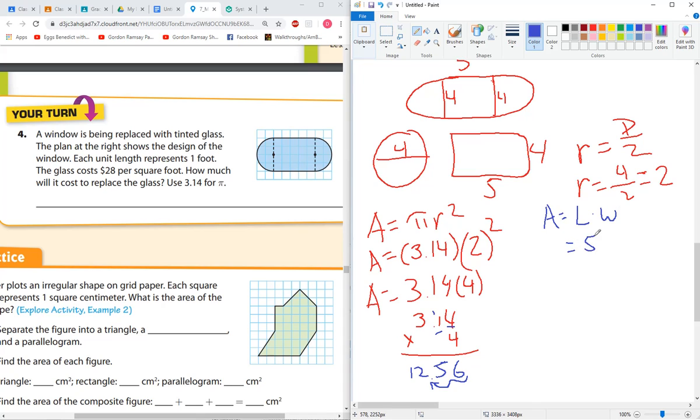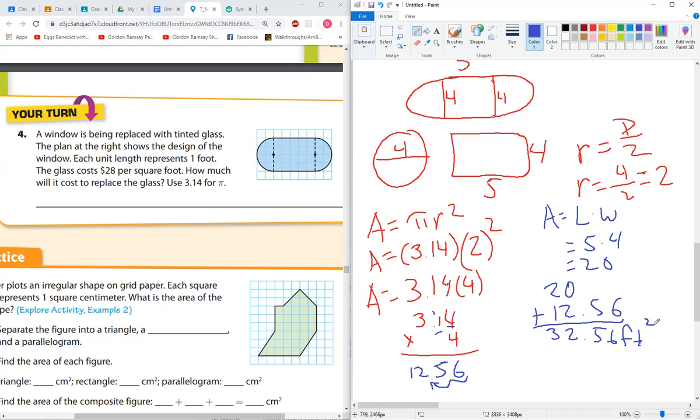I'm going to put length times width this time. Length is 5, width is 4. If you're wondering how I know, I just put the longer one as length, and whatever is left is the width. And then 5 times 4 is 20. So we have 20 plus 12.56, because remember, we want the total area, which is 32.56. And then bring the decimal down, and the units they used were feet squared.